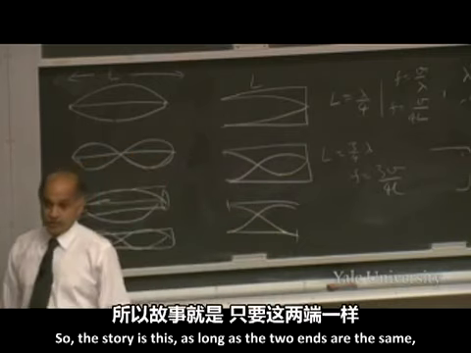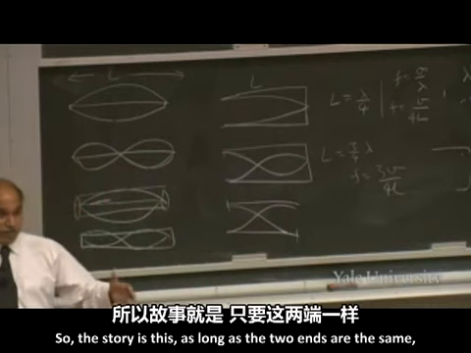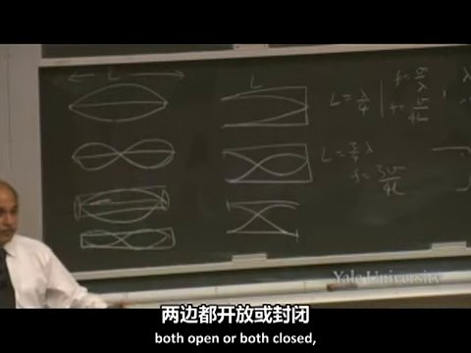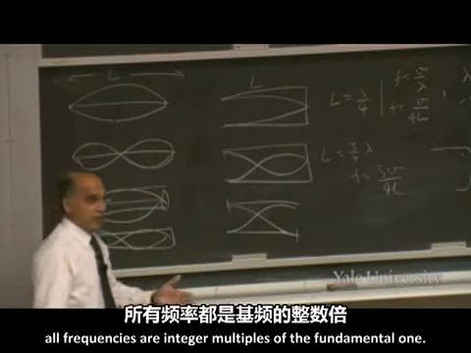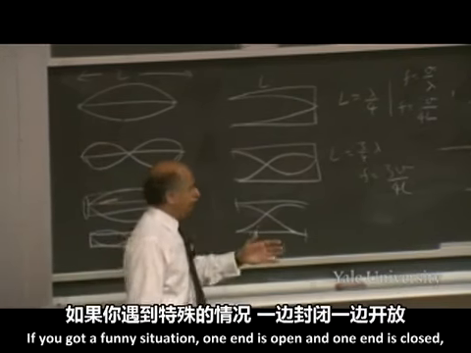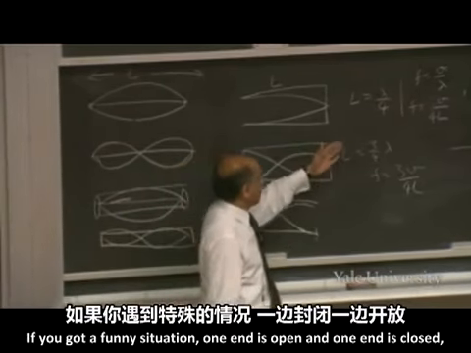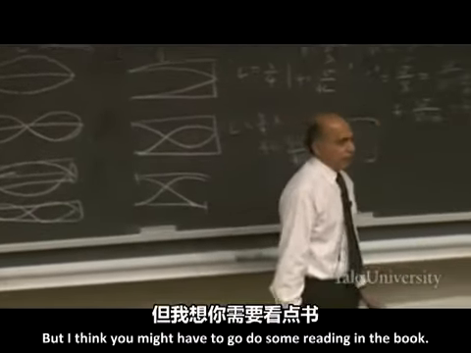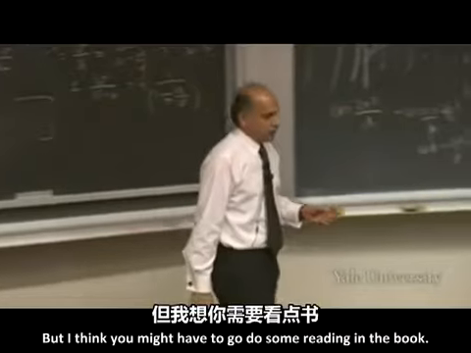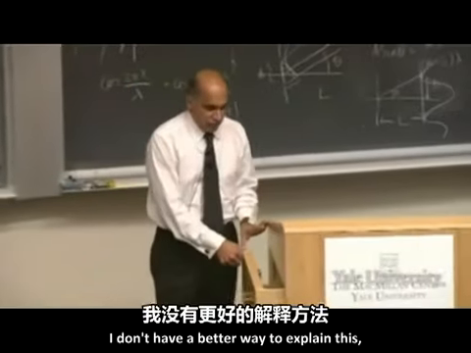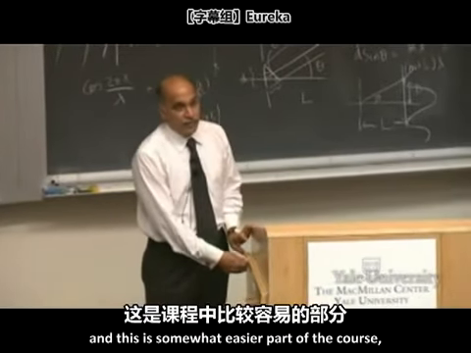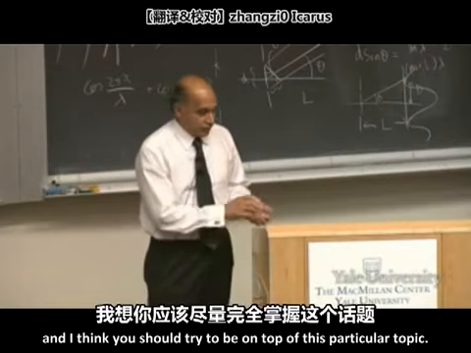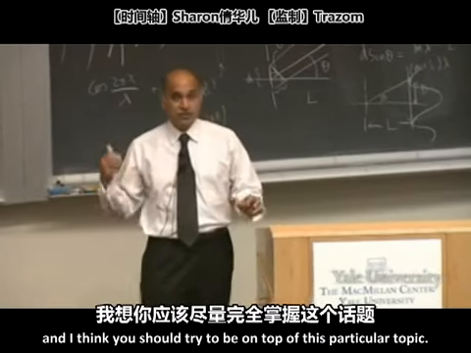So the story is this. As long as the two ends are the same, both open or both closed, all frequencies are integer multiples of the fundamental one. If you got a funny situation, one end open and one end closed, you will get odd multiples of the fundamental. But I think you may have to go do some reading in the book. I don't have a better way to explain this in this somewhat easier part of the course, and I think you should try to be on top of this particular topic.